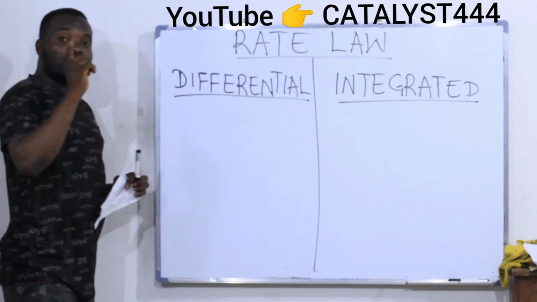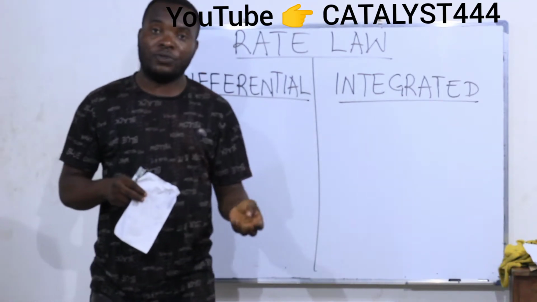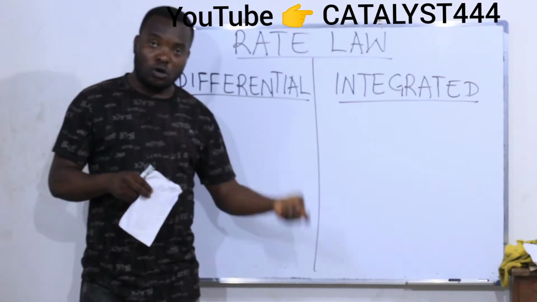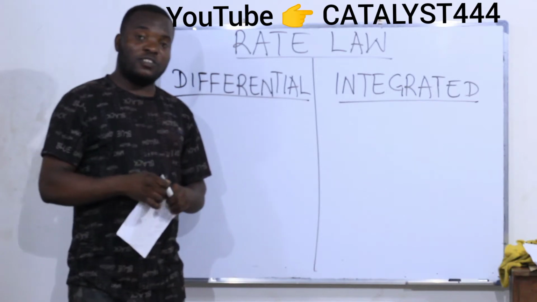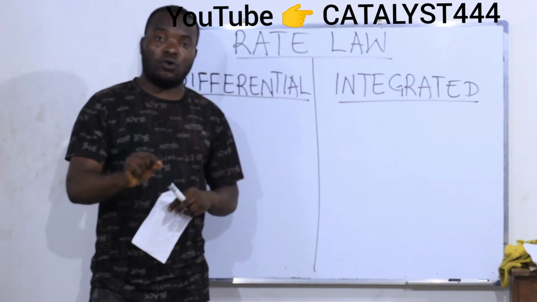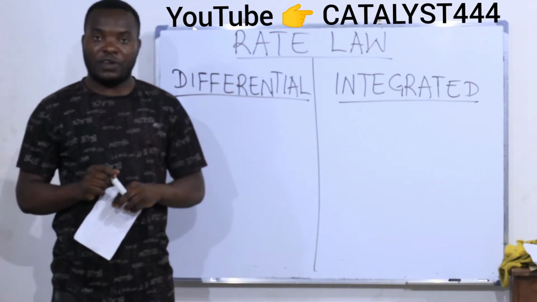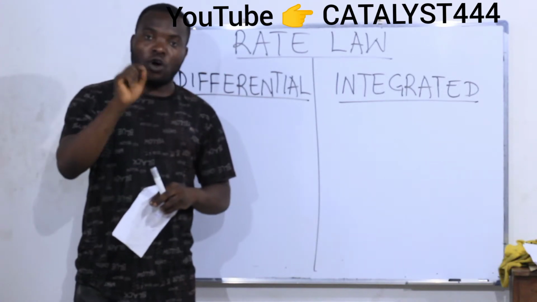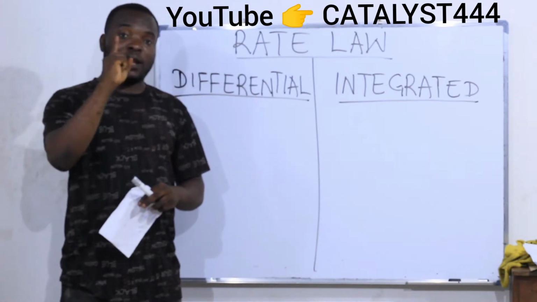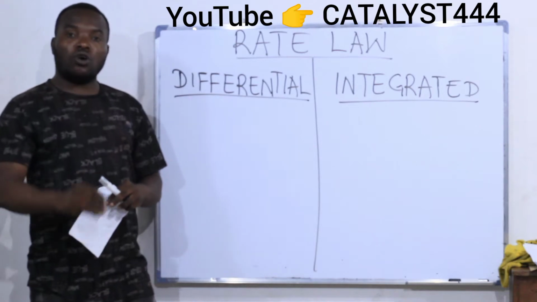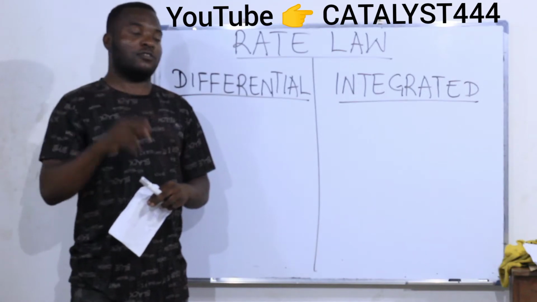So, for reaction orders, remember we have what we call the first order reaction, the second order reaction, the third order reaction, and so on. We also have what we call the zero order reaction. Now note this, a zero order reaction is a reaction whose rate does not depend on the concentration of the reactants. A first order reaction is a reaction whose rate depends only on one reactant. A second order reaction is a reaction whose rate depends on two reactants.